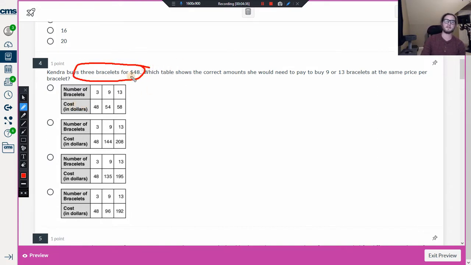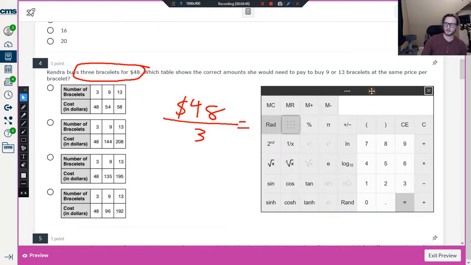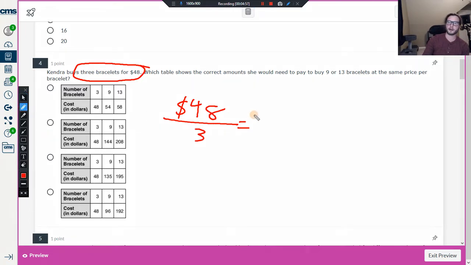So if she's paying $48 for 3 bracelets, we could divide that and say that Kendra is going to be paying $16 for every bracelet. So we'll go ahead and write that down so we don't forget. It is $16 per bracelet.